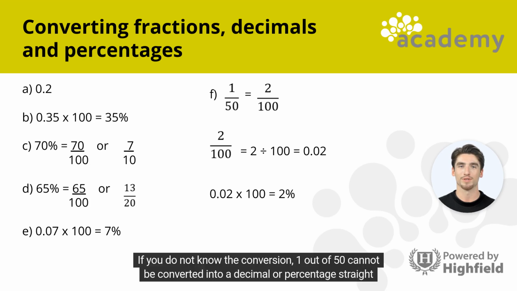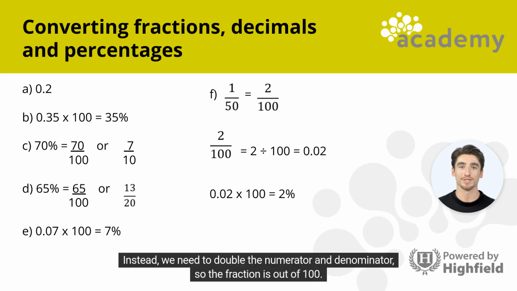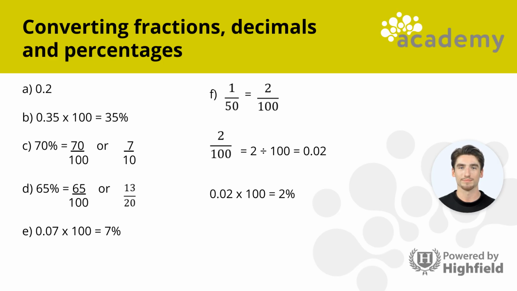If you do not know the conversion, 1 out of 50 cannot be converted into a decimal or percentage straight away. This is because it is not out of 100. Instead, we need to double the numerator and denominator, so the fraction is out of 100. 1 multiplied by 2 equals 2. 50 multiplied by 2 equals 100. Now we have 2 out of 100.